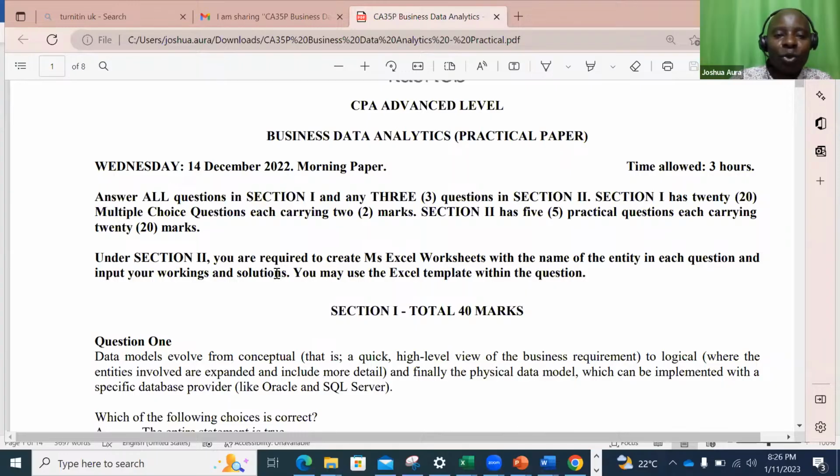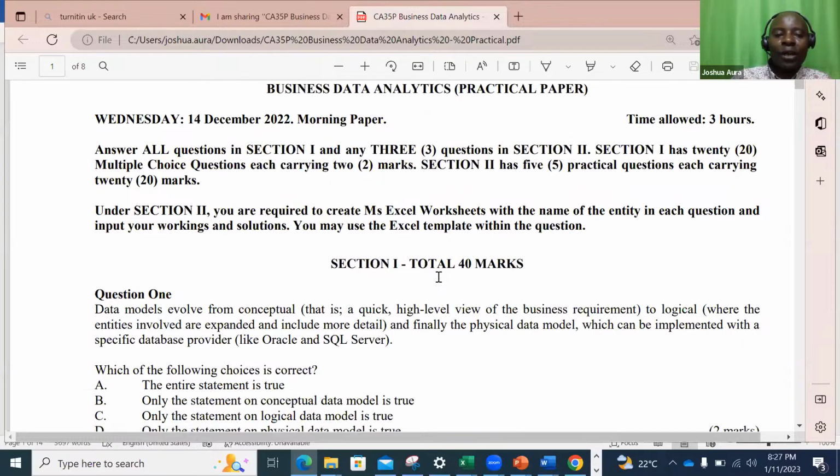Under section 2, you are required to create MS Excel worksheets with the name of the entity in each question and input your workings and solutions. You may use the Excel template well within the question. So question number 1.